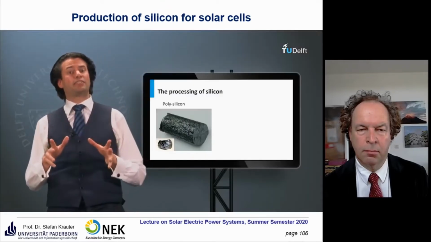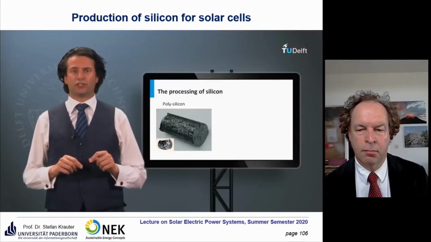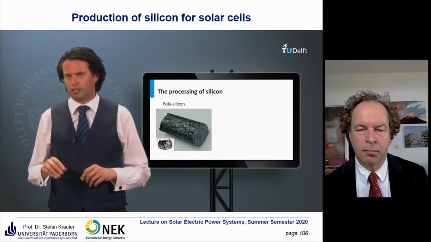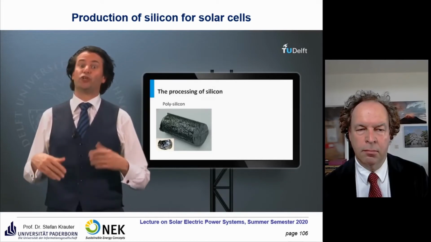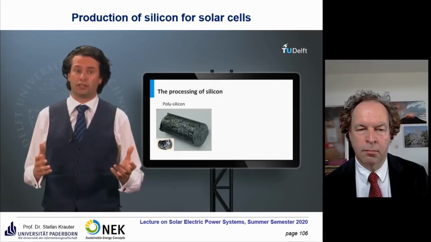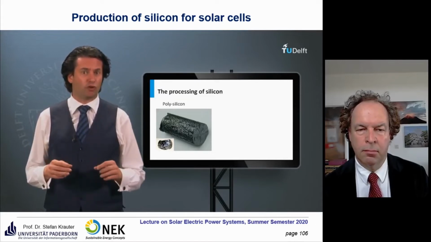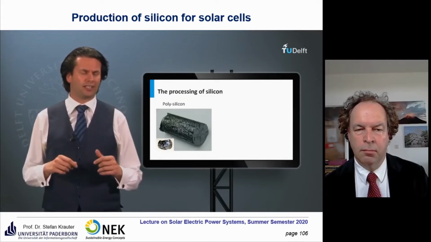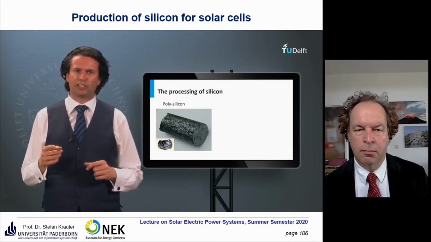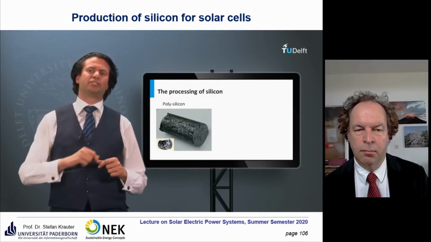The second method to make monocrystalline silicon is the so-called float zone process. This is a process which results in monocrystalline silicon ingots with extremely low densities of impurities like oxygen and carbon. The process is shown in the next animation.